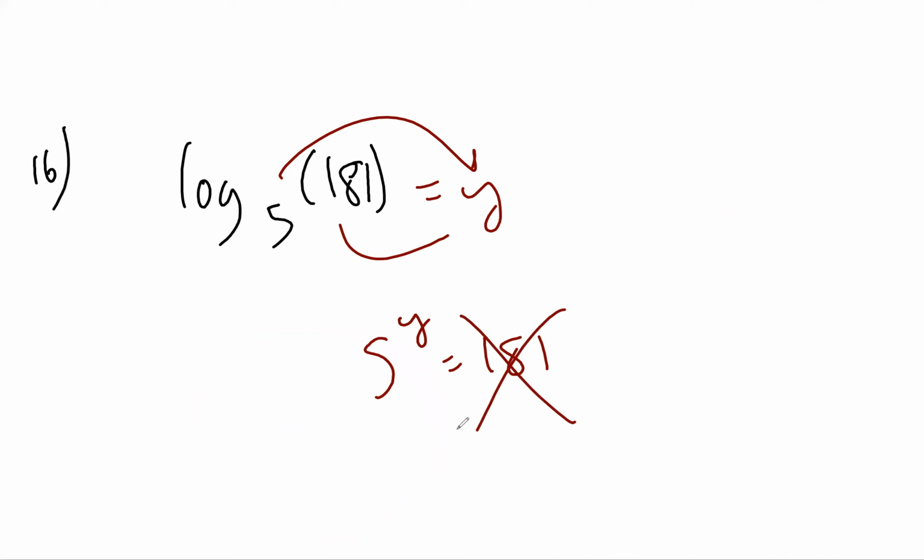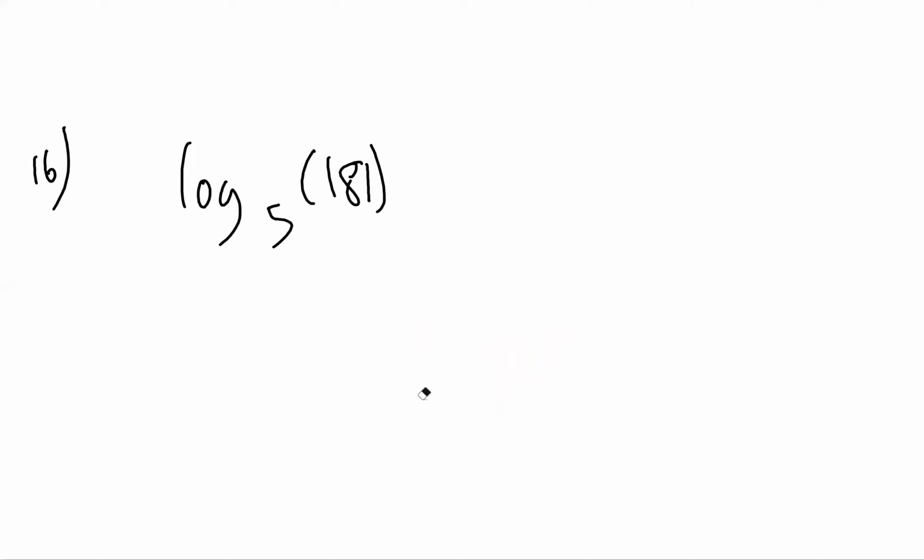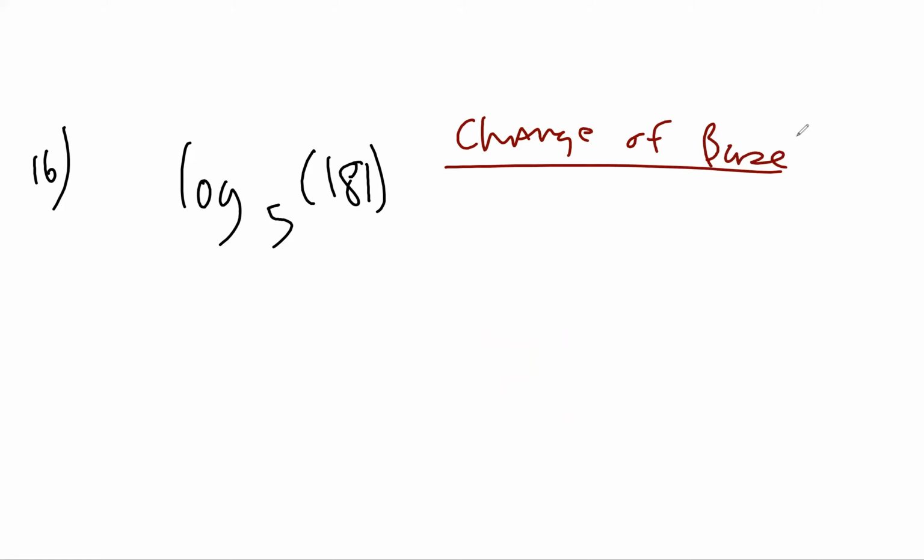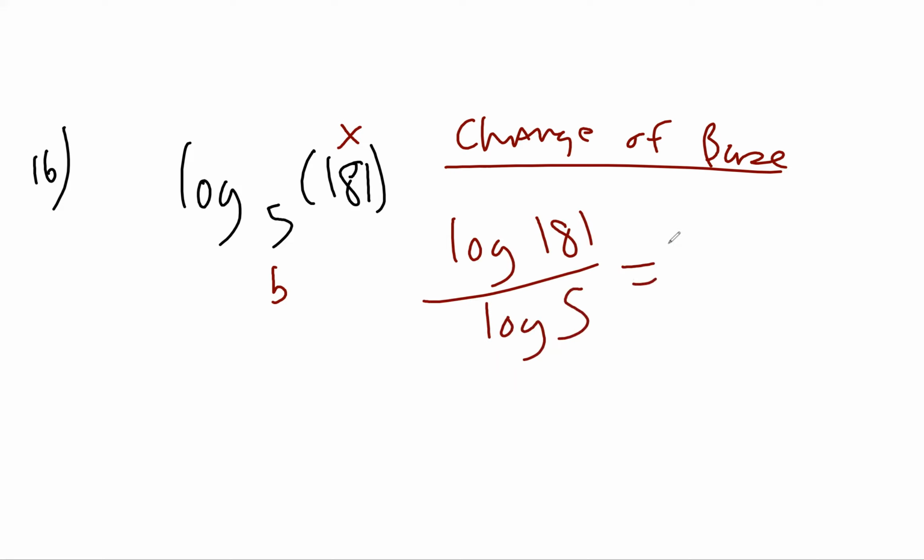And so when you do this and you're like, oh crap, it doesn't work, that's when you realize, hey, I've got to do something different. And that something different is the change of base. Okay, so we're going to do change of base. Does anybody remember what that's going to look like? It's log of x over log of b. Perfect. So we'll have log of x, in our case 181, over log of b, which in our case is 5. And then we're going to type this into the calculator.